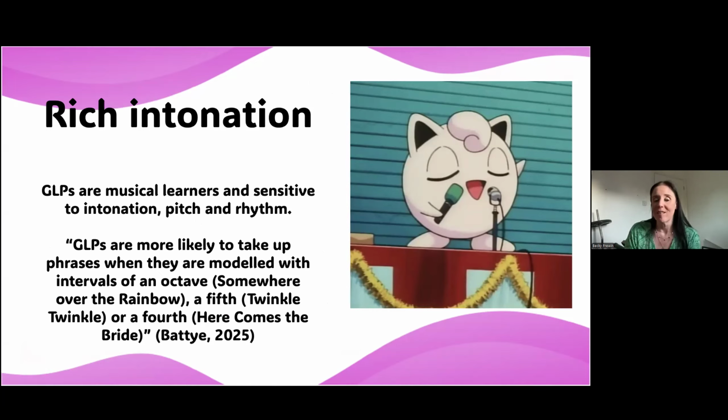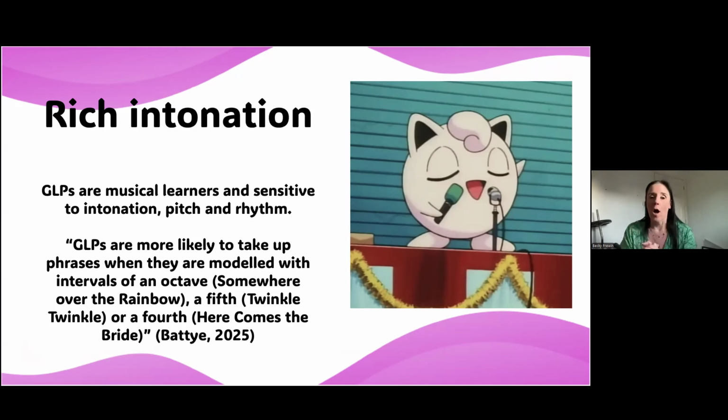And there has been some research that has shown that GLPs are more likely to take up and absorb phrases when they're modelled with the intervals of an octave. So like somewhere over the rainbow. So that somewhere is an octave. A fifth, so twinkle, twinkle. If you speak in a phrase like that, they might take that on a bit more. Or a fourth, so here comes that one.